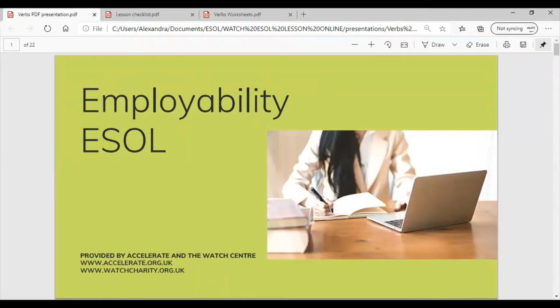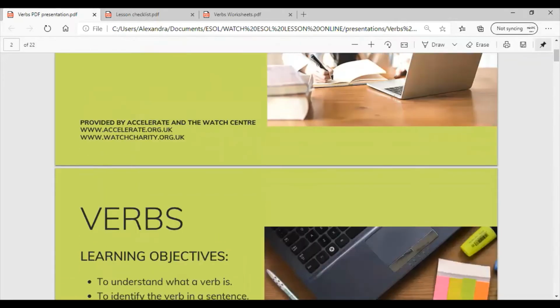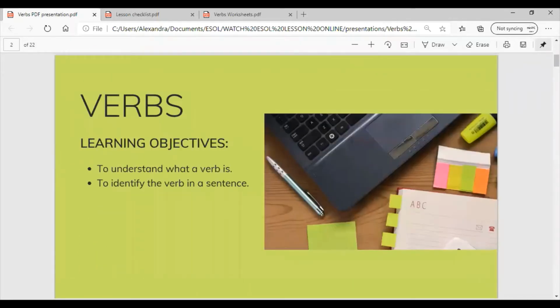Okay, we'll get started today. I hope you've got some pen and paper ready to make notes. So welcome to Employability ESOL. And today our topic is verbs.